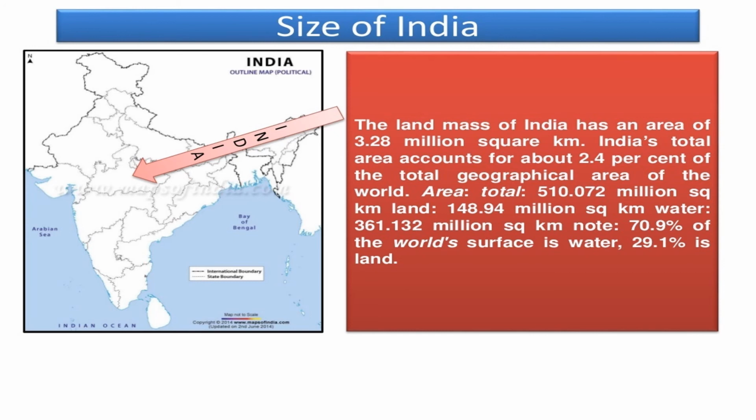The total area of the world is 510.072 million square kilometers. Out of that, 148.94 million square kilometers is land, and 361.132 million square kilometers is water. So note, 70.9% of the world's surface is water, 29.1% is land. And out of the entire landmass of the world, only 2.4% of the total geographical area belongs to India.